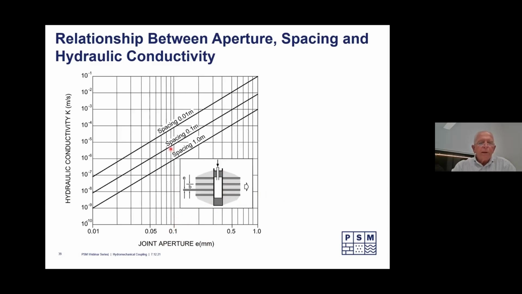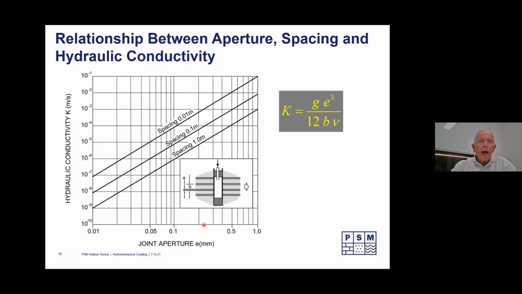So if I have a spacing of 0.1, that's 10 cracks per metre of rock, that means I have an aperture of 0.1 of a millimetre, that's very fine. I have a certain permeability or hydraulic conductivity. If I have 1 joint per metre, I have the same hydraulic conductivity if I have an aperture of 0.22 millimetres. Aperture is pretty critical.